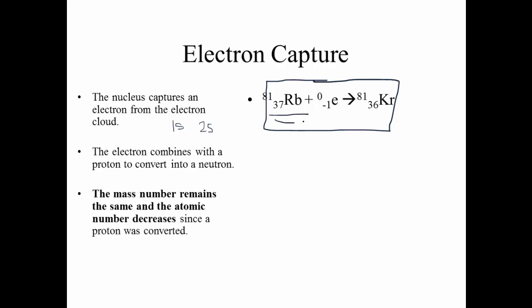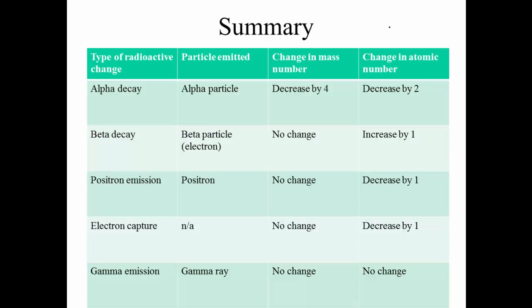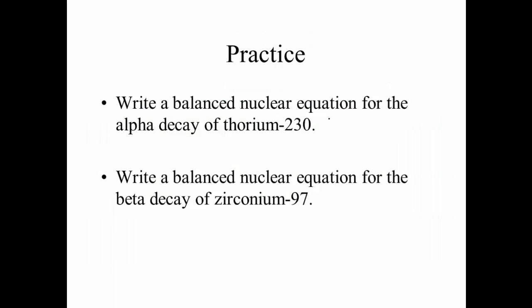It shows the element that you start with. That's called the parent element. The element that you end with, that's called the daughter element. And there's either a particle on the reactant or the product side. So we're going to write a balanced equation for the alpha decay of thorium-230.